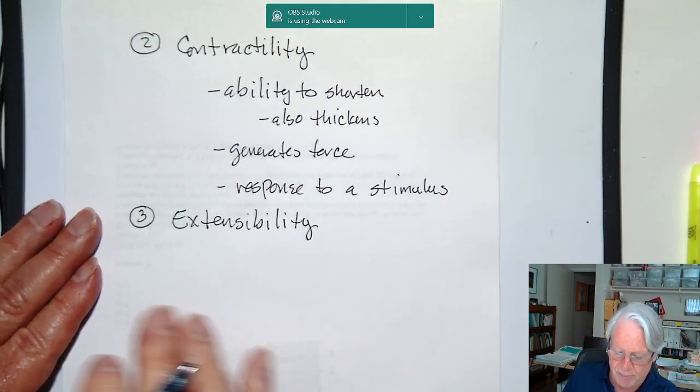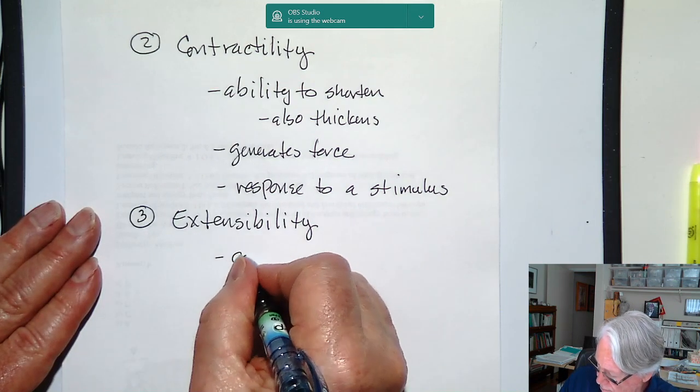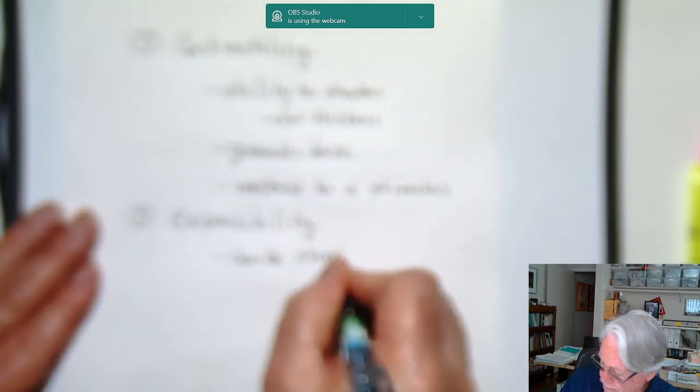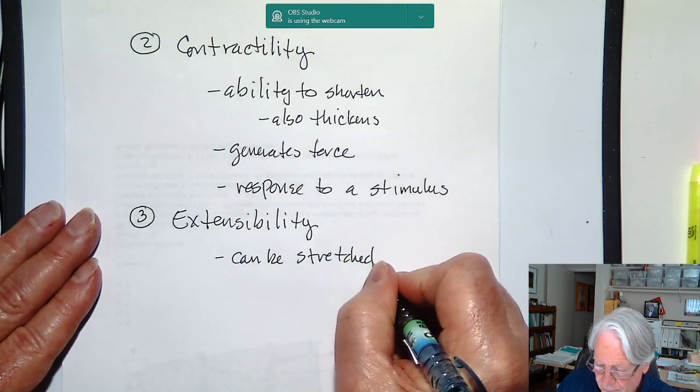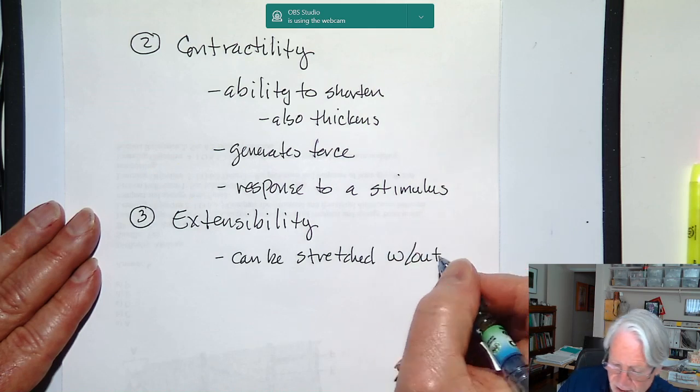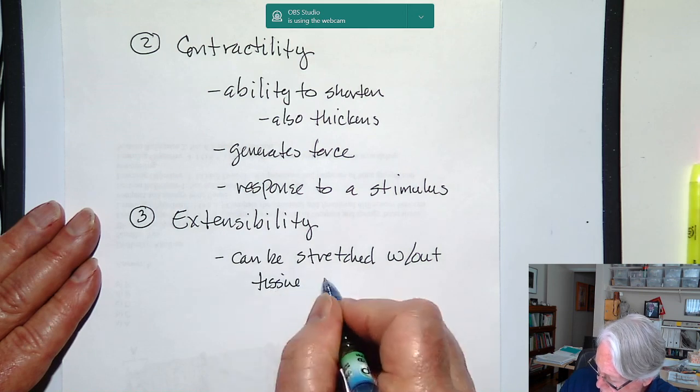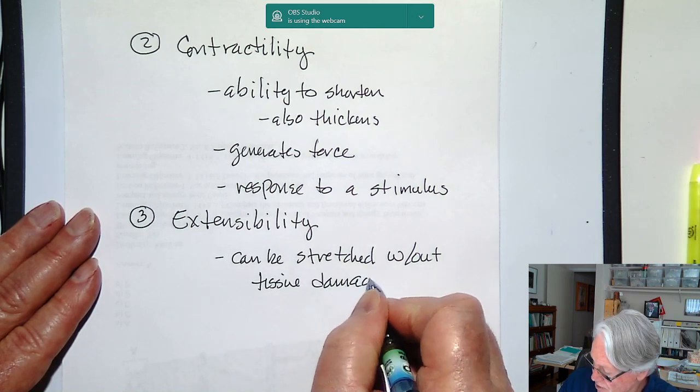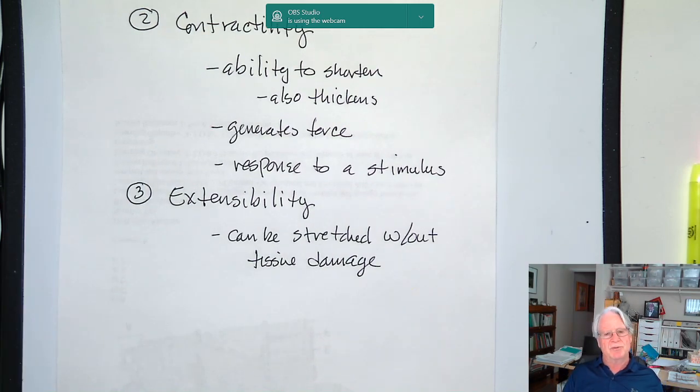And extensibility is the ability to be stretched without tissue damage. So lots of things can be stretched. The question is, can they be stretched without damage? And this is true for muscle tissue. So we contract and then we can stretch it again without damaging the muscle. So extensibility is a very important property of muscles, because without that, if you were to stretch your muscles, things like simply stretching, you could easily damage them if they didn't have this characteristic of being able to stretch without damage.